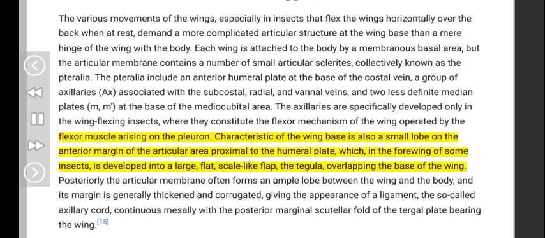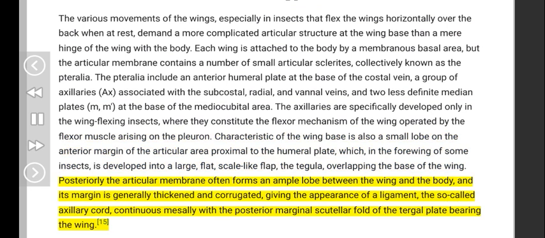Characteristic of the wing base is also a small lobe on the anterior margin of the articular area proximal to the humeral plate, which, in the forewing of some insects, is developed into a large, flat, scale-like flap, the tegula, overlapping the base of the wing. Posteriorly the articular membrane often forms an ample lobe between the wing and the body, and its margin is generally thickened and corrugated, giving the appearance of a ligament, the so-called axillary cord, continuous mesially with the posterior marginal scutellar fold of the tergal plate bearing the wing.